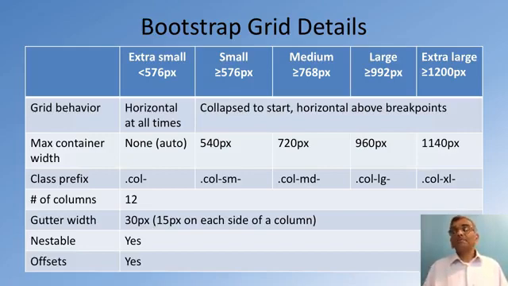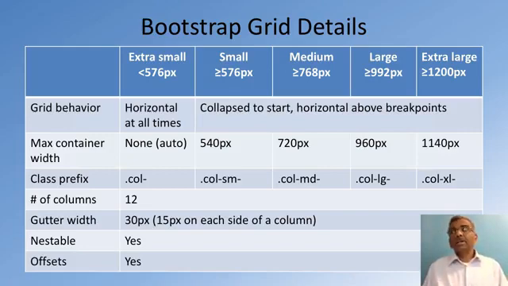Now, when you specify how many columns each content occupies, then the column class prefixes that you will use is .col for extra small, .col-sm for small, all the way to extra large. If you specify something with col-md, then that applies for medium to extra large screens. So whenever you specify any col hyphen and some number, then that applies to that particular screen size and everything above that screen size.